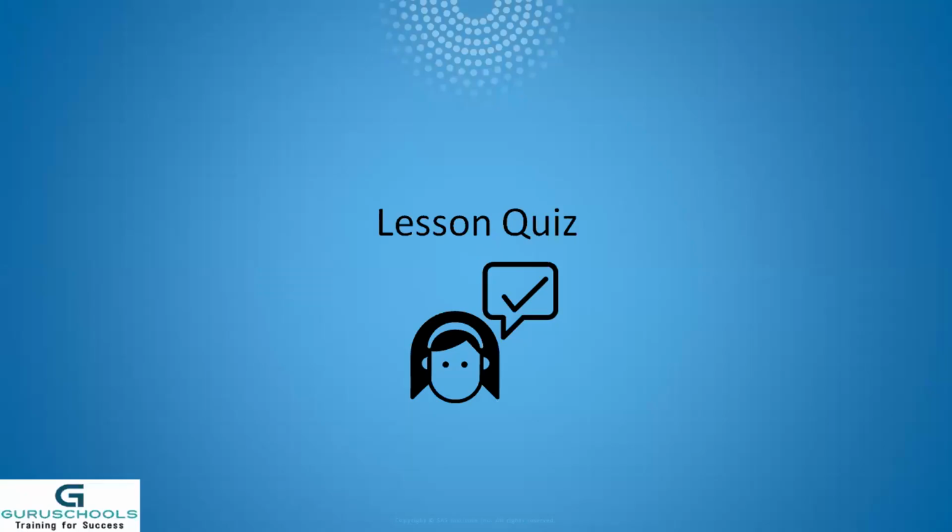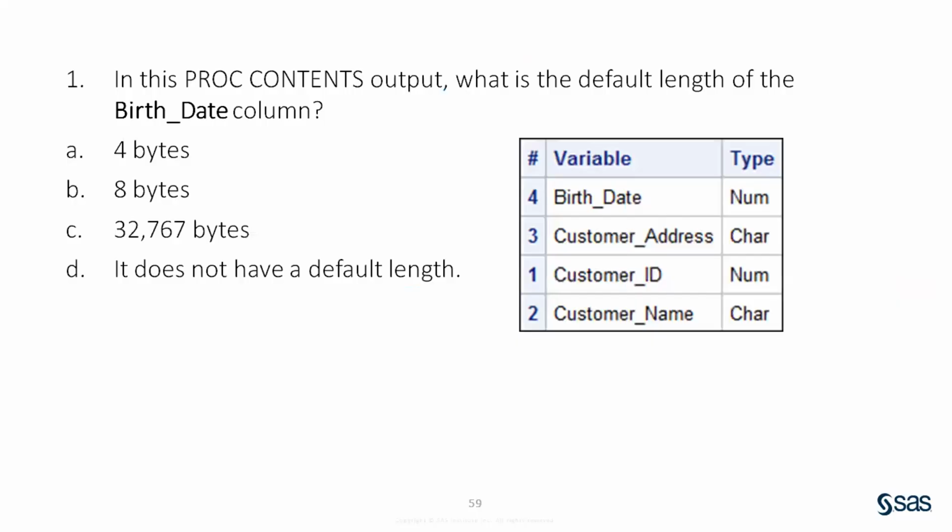So let's end with the lesson quiz. In this proc contents output, what is the default length of the birth date column? Birth date column, default length. We're talking about a date, which is numeric. What is the length by default? The default length for numeric is 8 bytes, which is absolutely correct. So the option is 8 bytes.